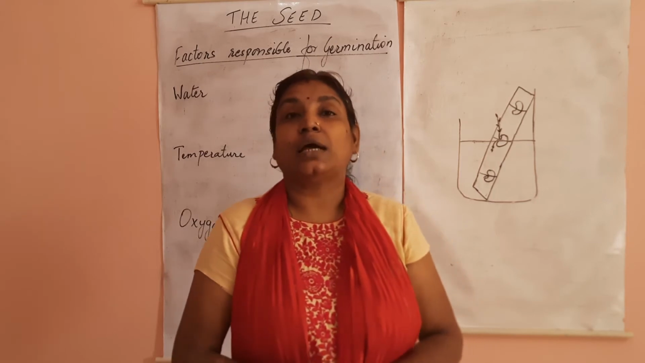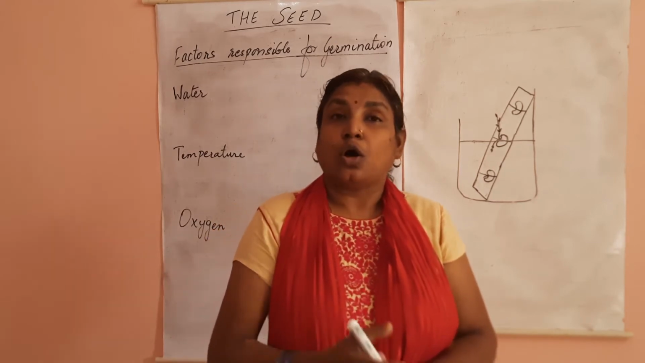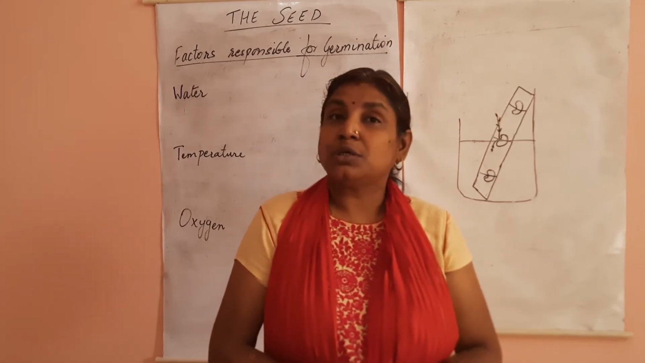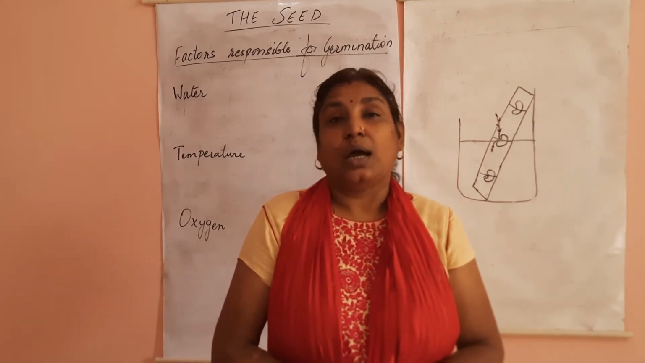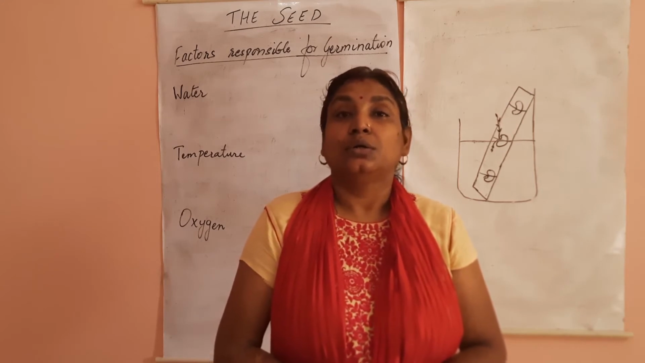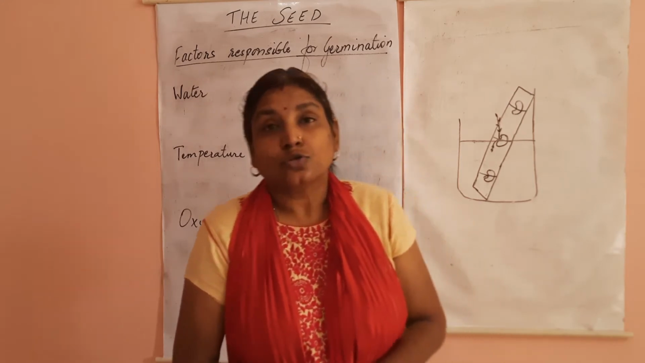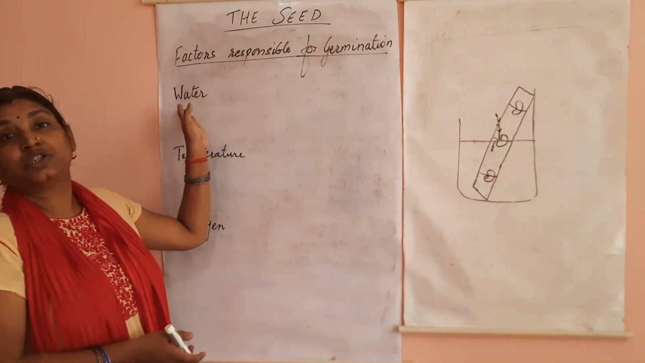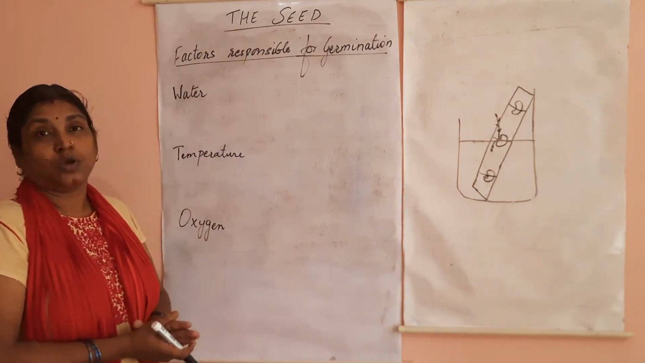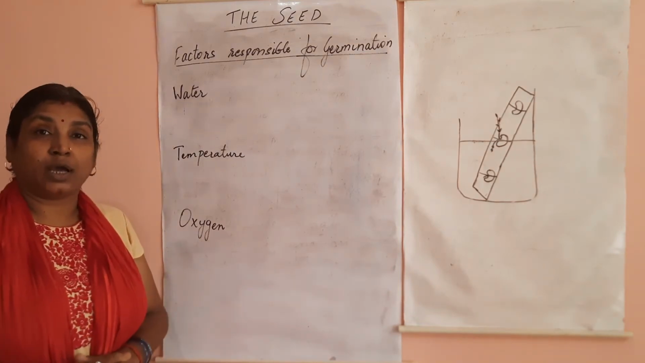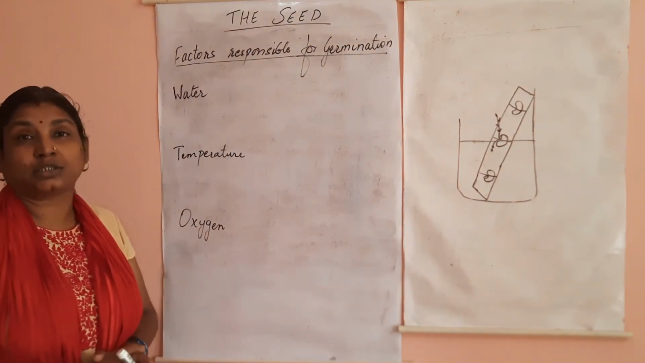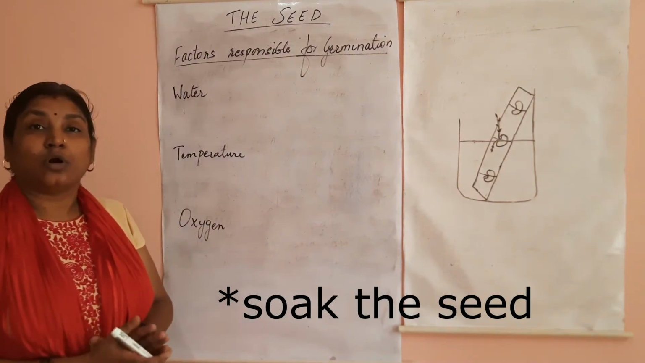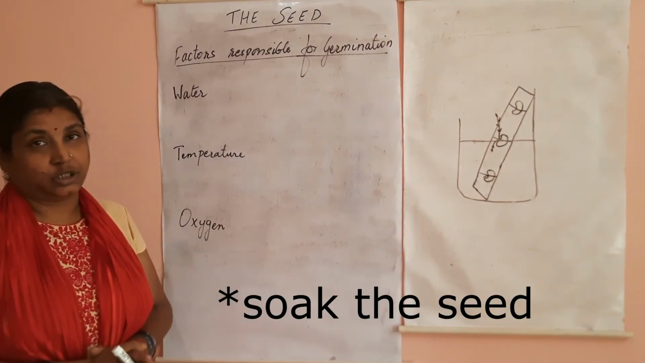Slowly and gradually, as the favorable conditions become available, the embryo within the seed becomes active and starts growing into a new plant. So the first important factor responsible for seed germination is water. Water is obtained from the environment, that is the soil, in natural conditions. Otherwise, we can soak the soil and sow the seeds for quicker germination.